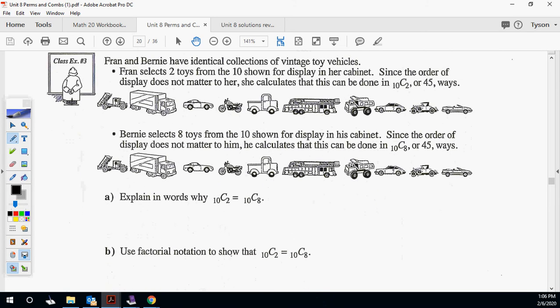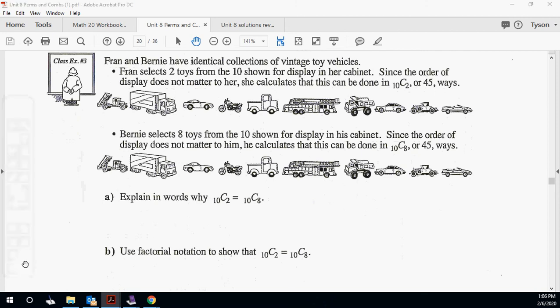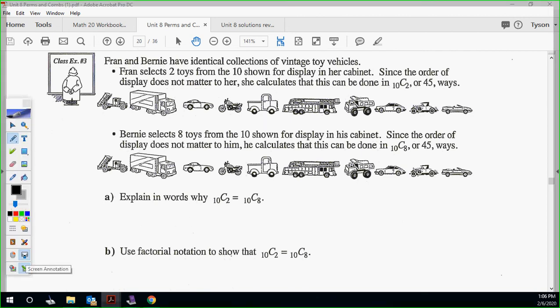Okay, so we're going to talk about now just kind of the symmetry of combinations. Fran and Bernie have identical collections of vintage toy vehicles. Fran collects 2 toys from the 10 shown in his display cabinet. Since the order of display does not matter to her, she calculates that this can be done by 10C2. So that means she's just taking groups of 2 and putting them in the display cabinet. How many ways can she pick 2 of her vintage toys? 10C2, that's 45. Bernie selects 8 toys from the 10 shown to his display cabinet, and he gets 10C8, which is also 45.